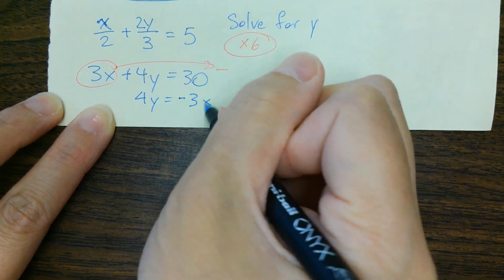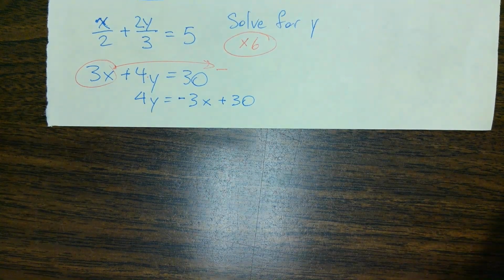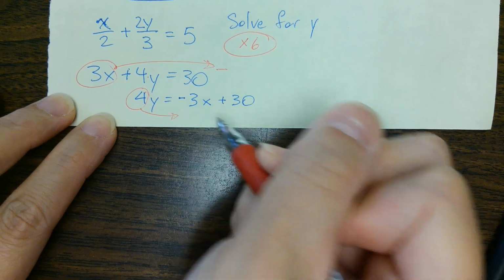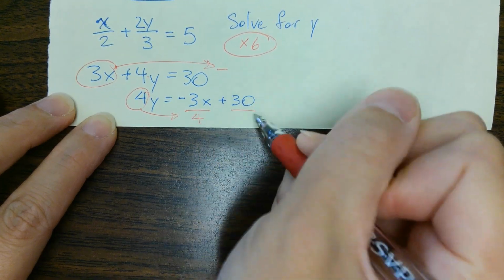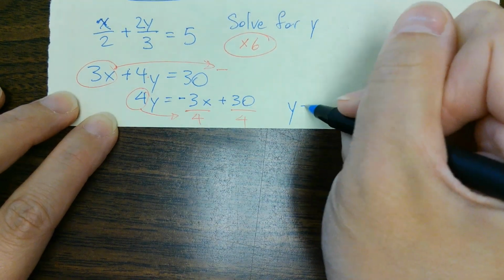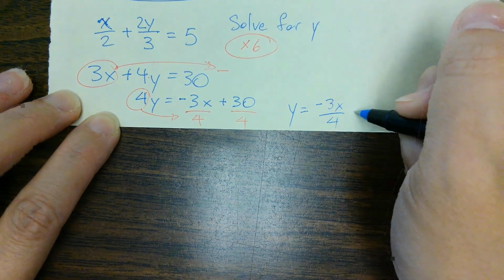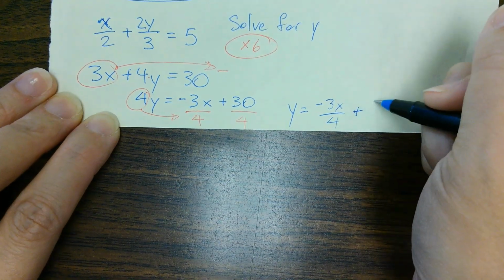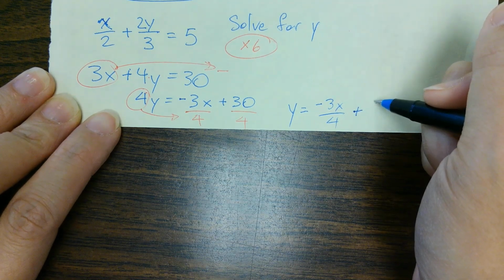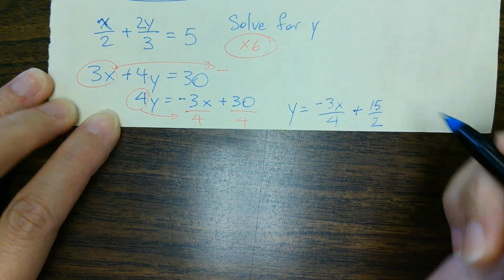Yeah. I just like to write it in this form, the x first. And then last step, divide by 4. So what's my final answer then? y equals negative 3x over 4 plus 30 over 4, but I can reduce that. Yeah, 15 over 2. If you can reduce, make sure you reduce.